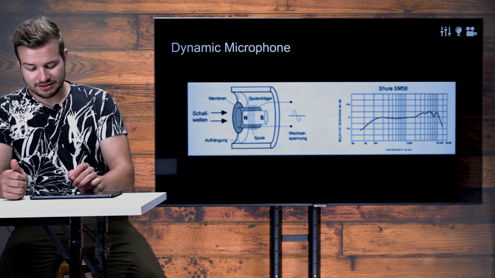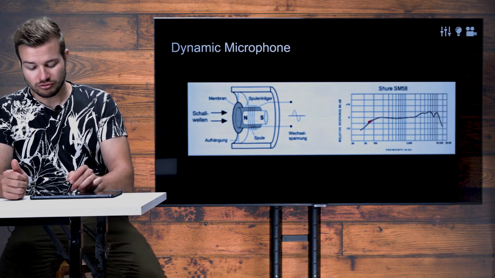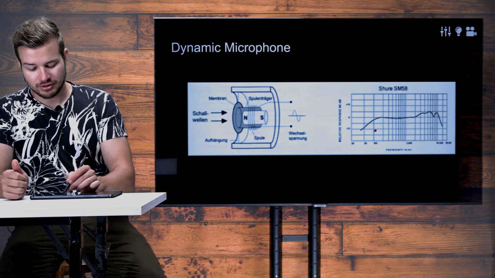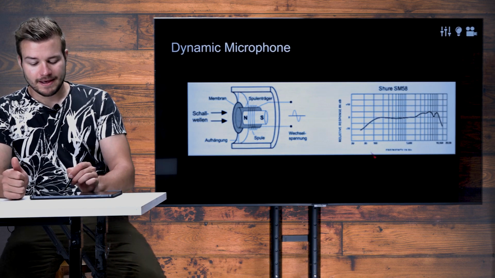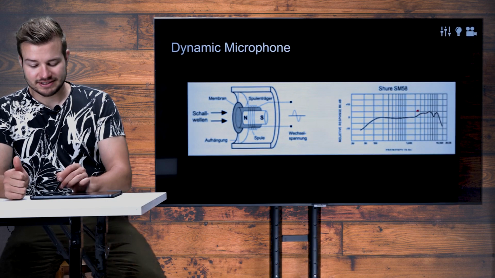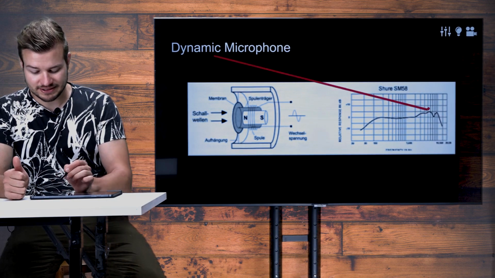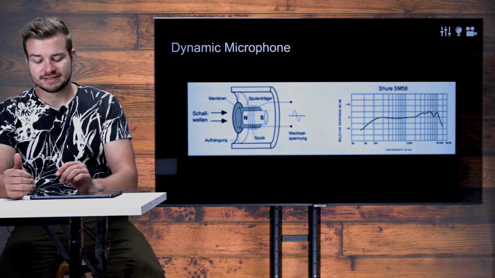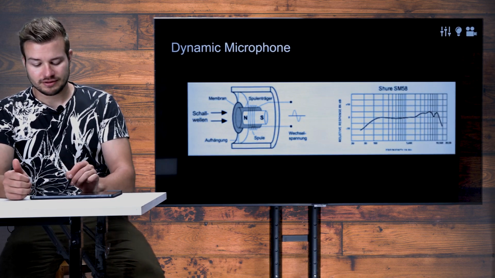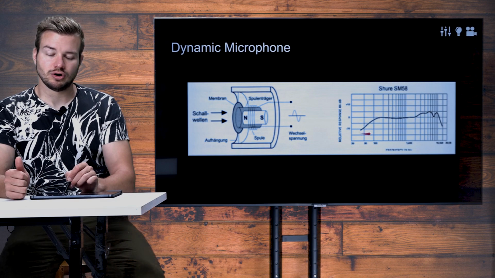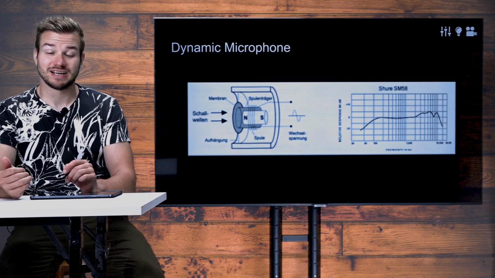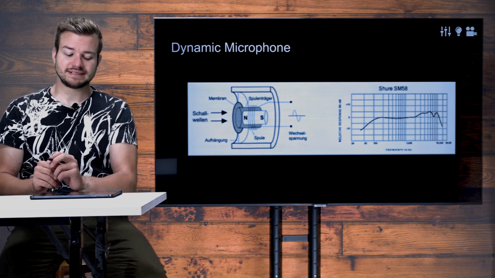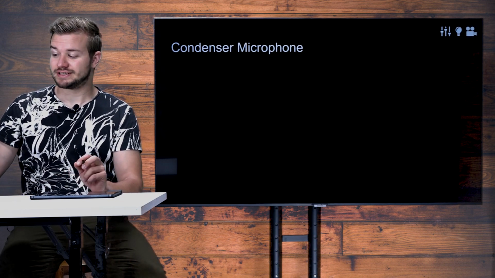We see here that it reacts much more strongly to lower frequencies in the range of 40 to approximately 100, 150 hertz. And we can see that it reacts much less to higher frequencies over 1 kilohertz. So there is a little bit too much low end for the SM58, or for dynamic microphones in general. That's also the main difference to condenser mics.